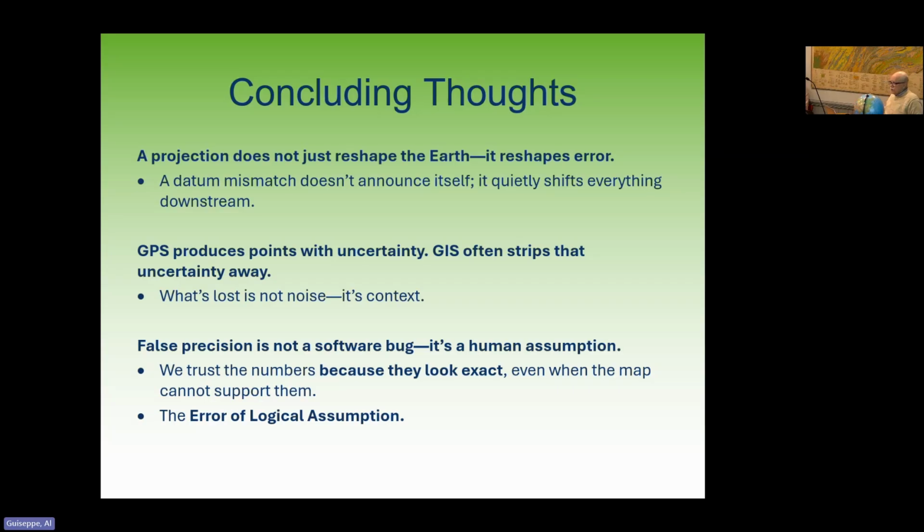GPS produces points with uncertainty. See that? Plus or minus. GIS often strips that out. What's lost is not noise, it's the context. With GPS plus or minus, and then you have GIS, you know where that came from. And false precision is not a software bug, it's just a human assumption, when you assume all those numbers mean something. We trust the numbers because they look exact, even when the map can't support them. It's the error of logical assumption I talked about before.